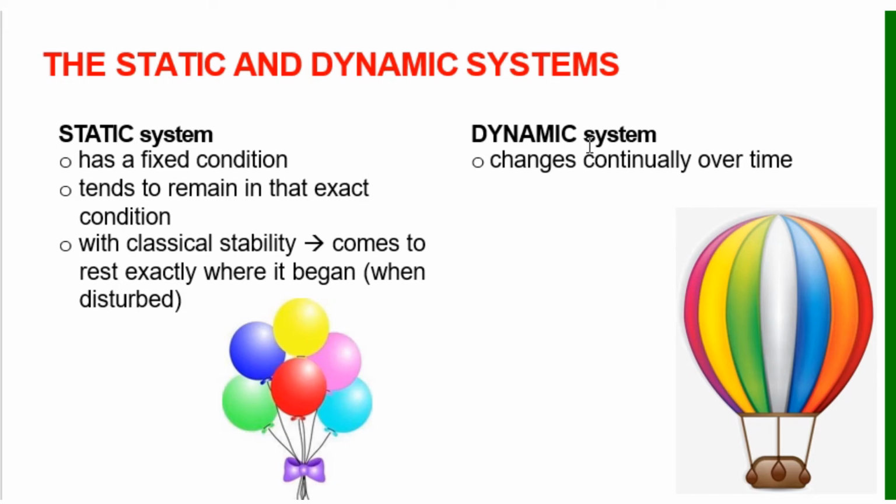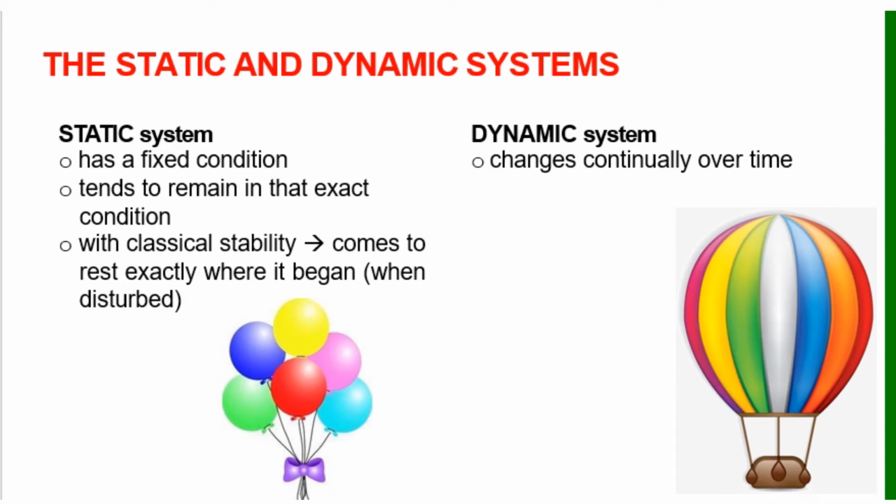What else? And then we have here the dynamic system. So in a dynamic system, usually the environment changes through time. Of course, in nature, we are living in a dynamic system. It keeps on changing from time to time. So to further illustrate the difference between the static and the dynamic ecosystem, we have here the comparison of a balloon and a hot air balloon.